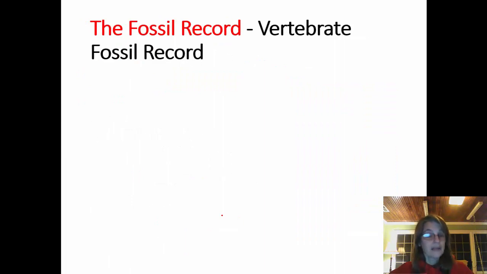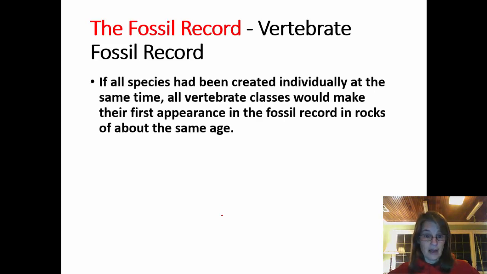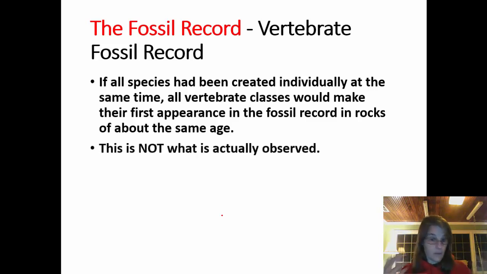Okay, but let's talk about organisms we can more readily relate to. Vertebrates, animals with backbones. Okay, classic fish, amphibians, reptiles, birds, mammals, vertebrates. If all species had been created individually at the same time, then all the vertebrate classes, all the things we think of as animals, and when we think of animals in the world, the vertebrates, would make their first appearance in the fossil record in rocks of all about the same age, and they would all appear at once.